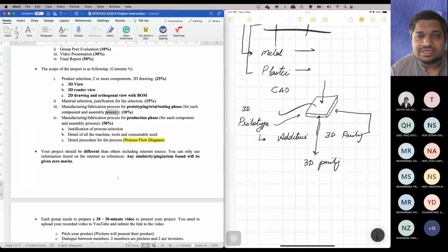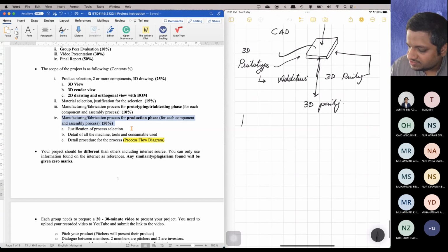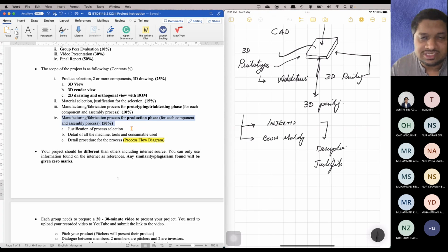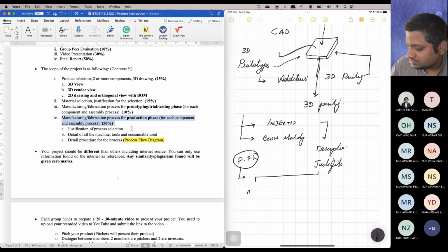Once you have done the testing or 3D printing part, now you're going to move on to the real manufacturing or production phase. In the real manufacturing or production phase, you need to mention which process you are going to use. For example, number one, injection molding, and number two, blow molding. So you need to give a description of the process and justification, why you want to use this injection molding process. The justification can be that because you have got a plastic phone holder, okay, so you need mass production, and for mass production, injection molding is suitable.